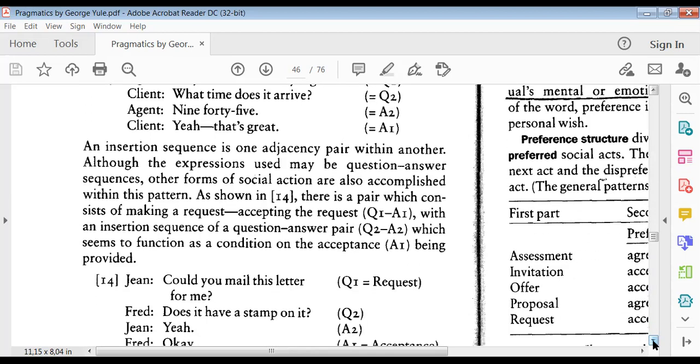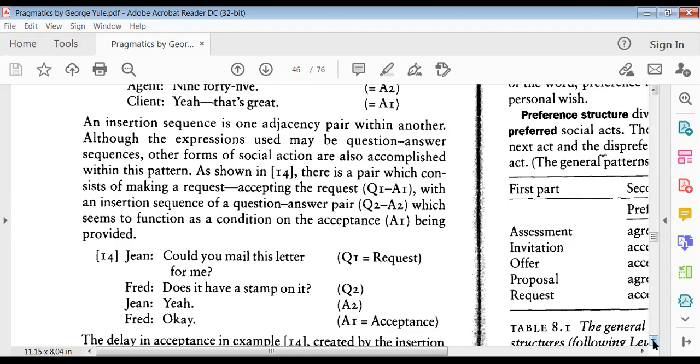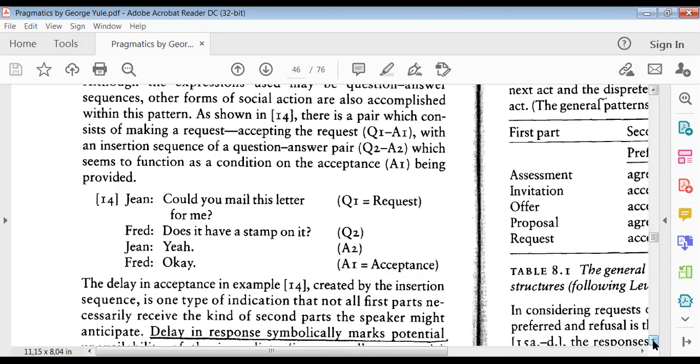Look at example number 14, in which there is a pair which consists of making a request and accepting the request. This is question number 1 and answer number 1, with an insertion sequence of a question answer pair, which is question 2 and answer 2, which seems to function as a condition on the acceptance A1 being provided. Look at the conversation. Now Jane says, could you mail this letter for me? The answer to this question is, in fact, okay.